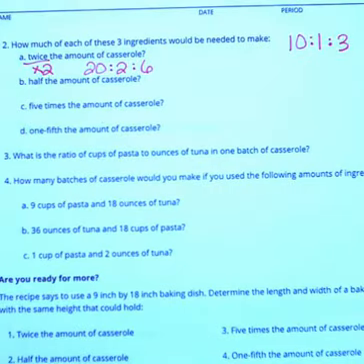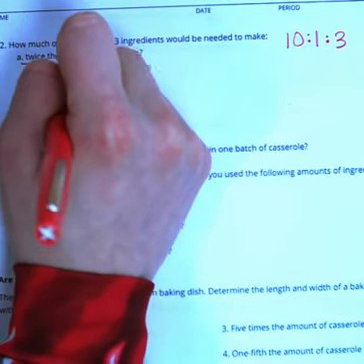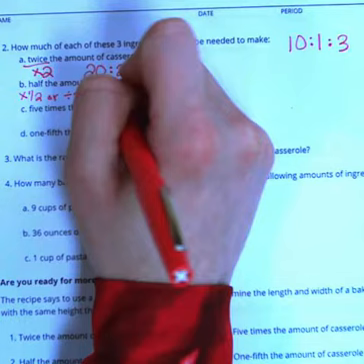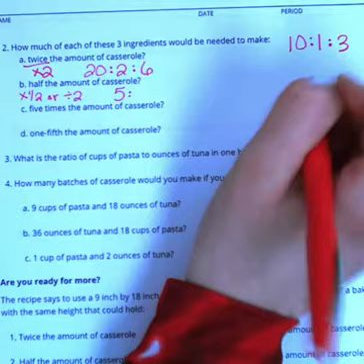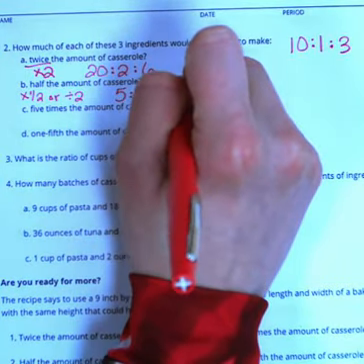Okay. Now half of the amount of casserole. That means that we're going to multiply it by half, or you can think of it as dividing by 2. Okay, so we're going to cut everything in half. So instead of 10, we would have 5. Instead of 1, we will have half. And instead of 3, we will have 1½.